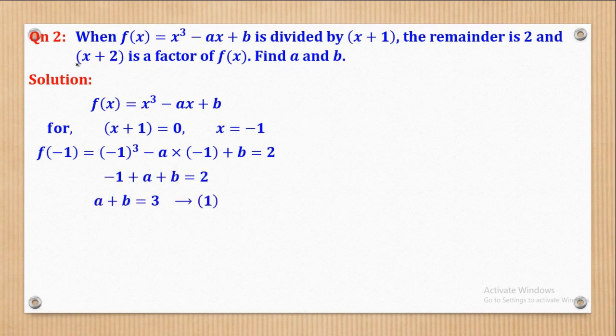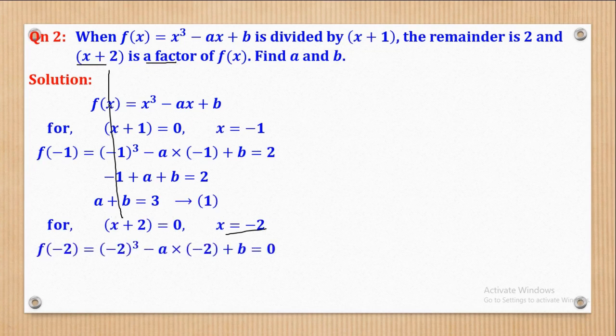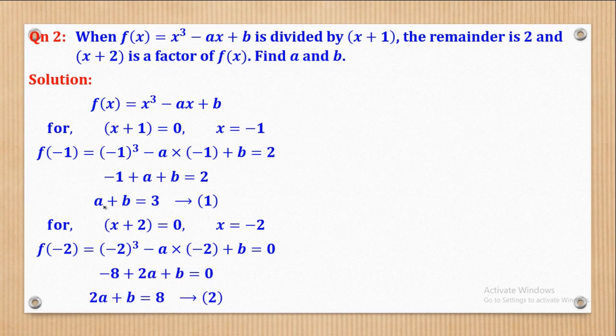Then next they told us that this one is a factor, meaning the remainder is 0. So when this is the factor, x will become negative 2. So come and put negative 2 here and here, and we realize that we are equating it to 0 because they told us it is a factor. So when I simplify, I'll come up with equation 2, and these 2 equations have 2 unknowns. Therefore, I have to solve them simultaneously.